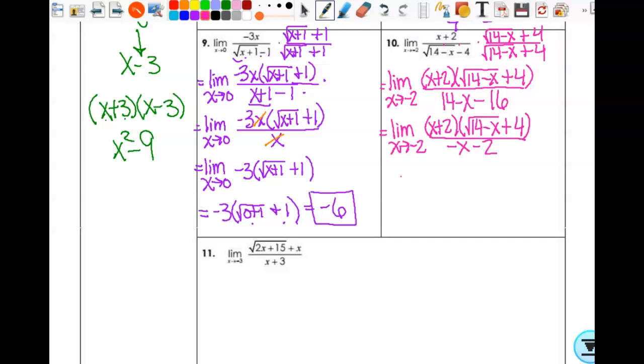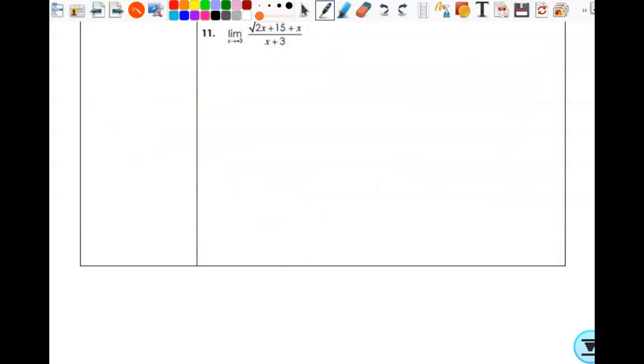Now, I can't cancel anything out at this point, but can I make this denominator end up with an x plus 2 in it? Yeah, because I can factor out a negative 1, right? So this is equal to the limit as x approaches negative 2 of, got to rewrite it all again, x plus 2, square root of 14 minus x, and then plus 4 on the outside, over negative times x plus 2. Factor out that negative 1, right?